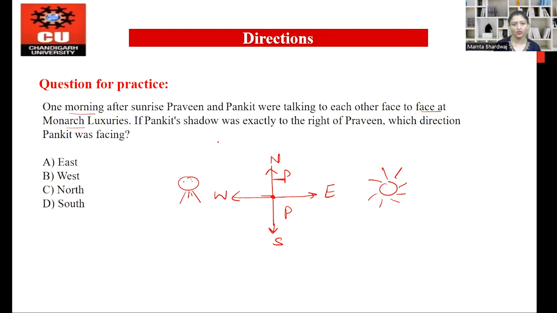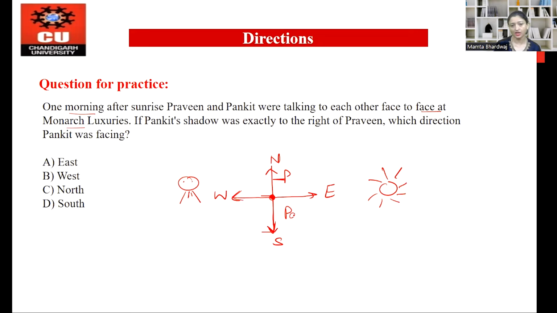So Pankit's shadow was exactly to the right of Praveen. Shadow of Pankit will be exactly to the right of Praveen. So where Praveen is sitting and where Pankit is sitting. As I have told you, the person who is facing south, his shadow will be in his right hand side, right? So west is in the right hand side of the person who is facing south. It means Pankit's shadow was exactly to the right of Praveen.